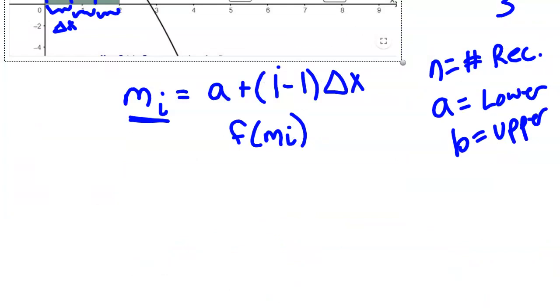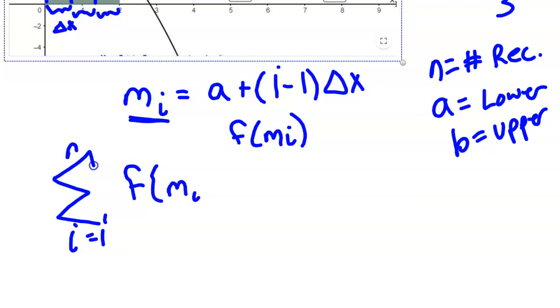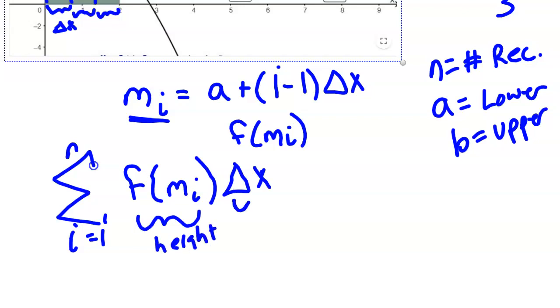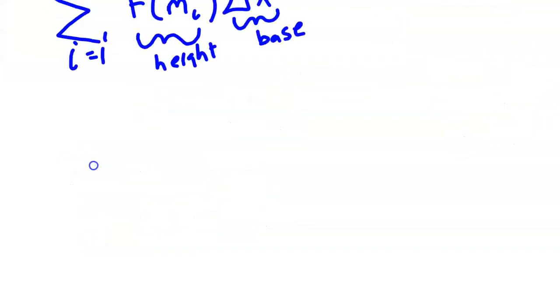So the formula for the left sum, there's the summation notation. We're going to start at 1, and we're going to go to n, and it would be f of that m sub i times delta x. So it's the sum. Here is the height of your rectangles. Here is the base of your rectangles, or the width. And so we're going to just plug this into this formula in a general rule.